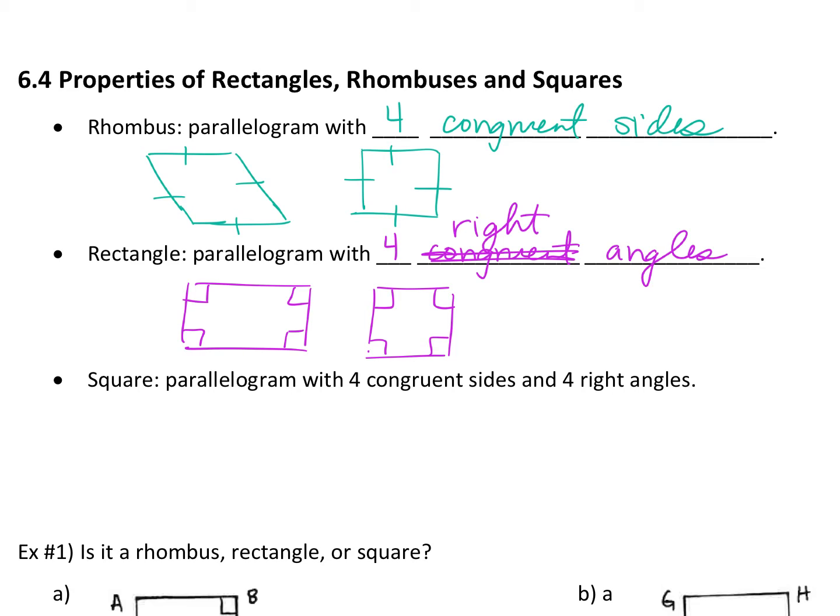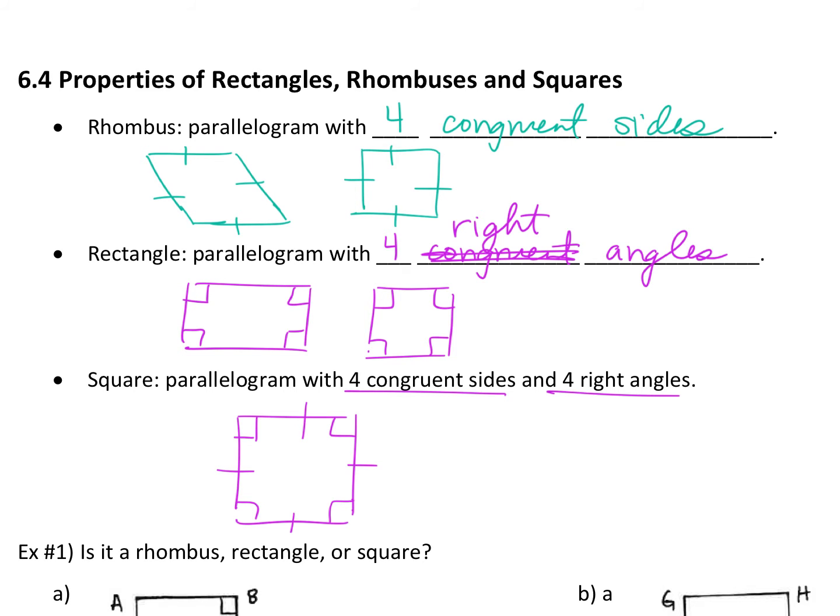Put it together, a square is a rhombus meeting a rectangle. It has 4 congruent sides and 4 right angles. So you have to know that these are all the same and these are all the same in order for it to be a square. Okay, now there are going to come problems in your homework, quizzes, and tests, where it's going to say, is this a rhombus, a rectangle, or a square?